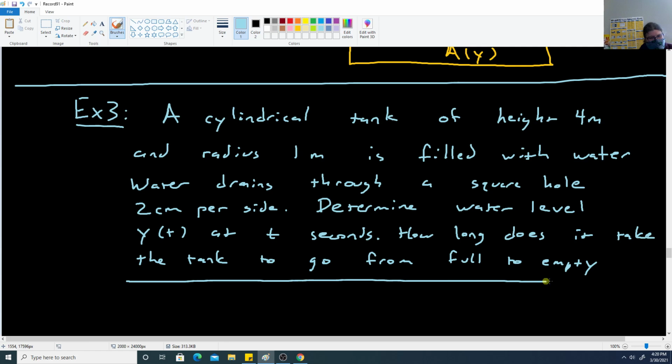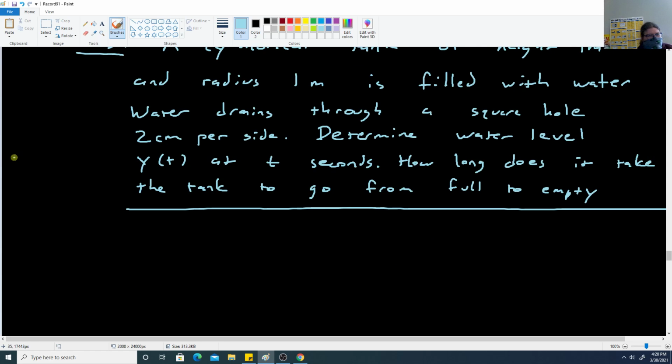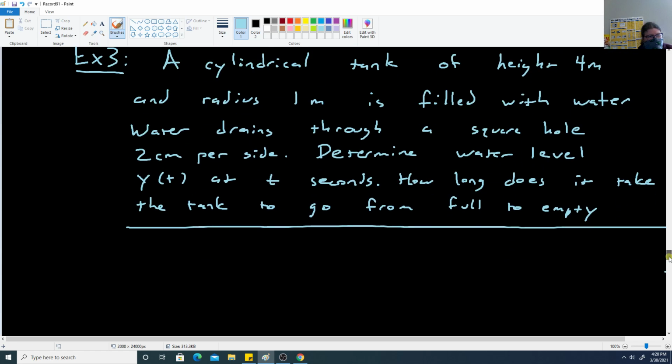Okay, so with these types, it's usually a good idea to draw a picture, and on the AP test for types like this, a lot of times they will have a little corresponding picture, but if they don't give you one, it's a good idea to sketch one in. So we got a tank. The tank we know is 4 by radius 1. There's a square hole in the bottom that's 2 centimeters per side.